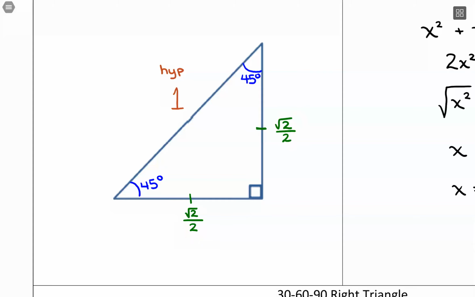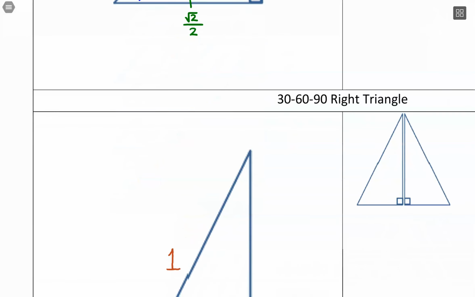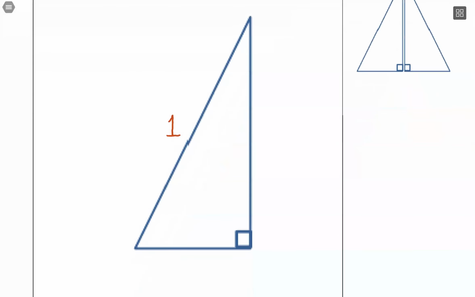Maybe some of you would have just been happy to believe me, but I wanted to show you where it came from. And now we're going to do the same thing for 30, 60, 90. So this is our 30, 60, 90 right triangle. And what I'm going to notice is up here is the smaller of the angles. So I have these 2 angle measurements, a big one and a small one. So 30 degrees is going to be the smaller measurement. 60 degrees is the larger measurement.